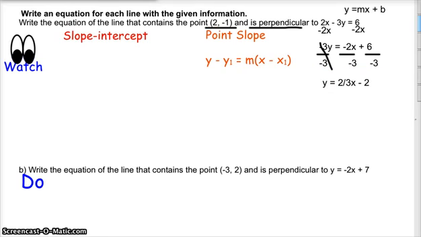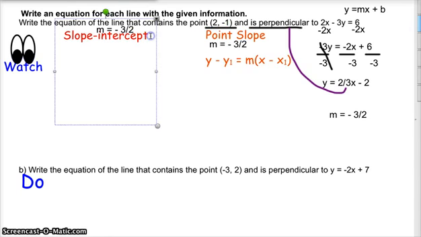Because we're dealing with the idea of perpendicular, I don't want to use 2/3, that would be parallel, being the same. I need to make my slope opposite. So my new slope is going to be the opposite of 2/3, and then I'm going to flip it upside down. So the 3 is on top, and the 2 is on bottom. We're going to use this for slope-intercept, and we are going to use it for point-slope. Same problem, 2 different ways to do it.